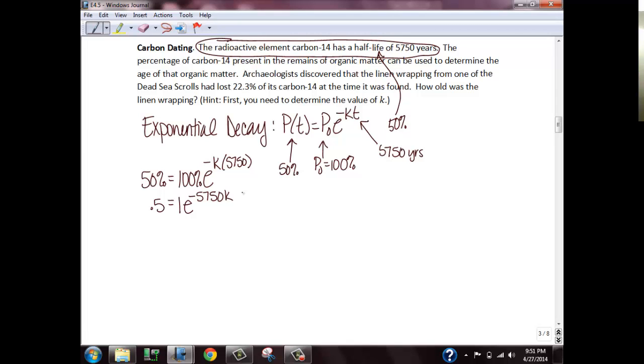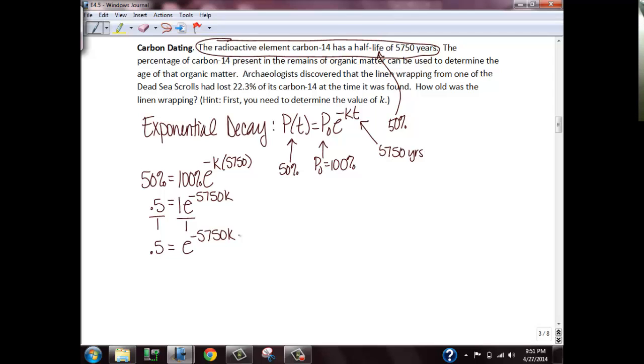Now, 1 times e is just e, right? Or I can think of it like dividing off the 1. You don't actually have to do this because you can write the 1 or not write it. So I have 0.5 is equal to e to the negative 5750k. And then I need to get k by itself.